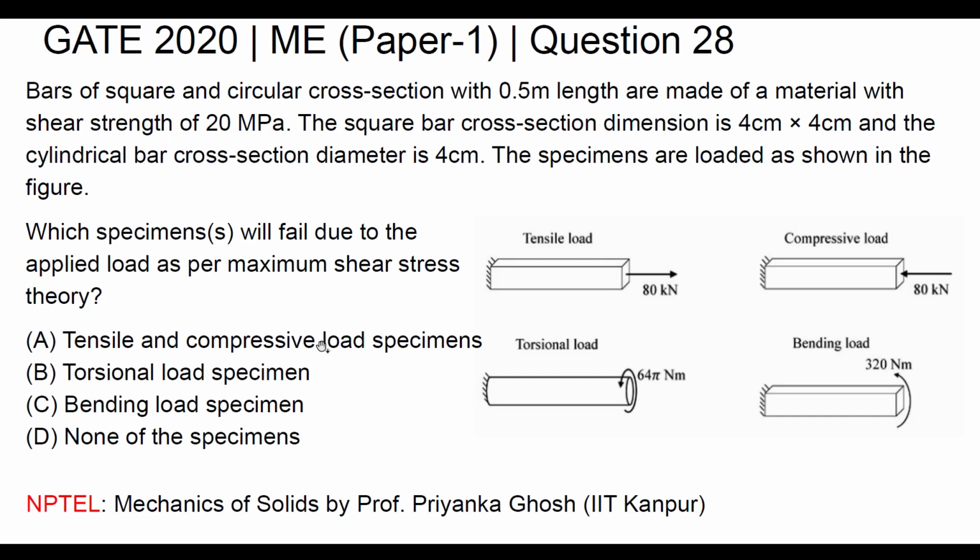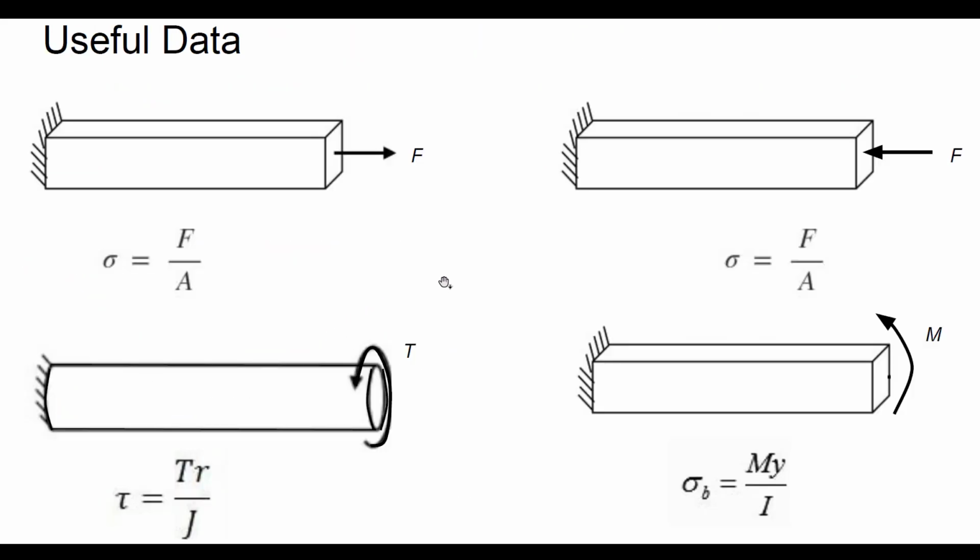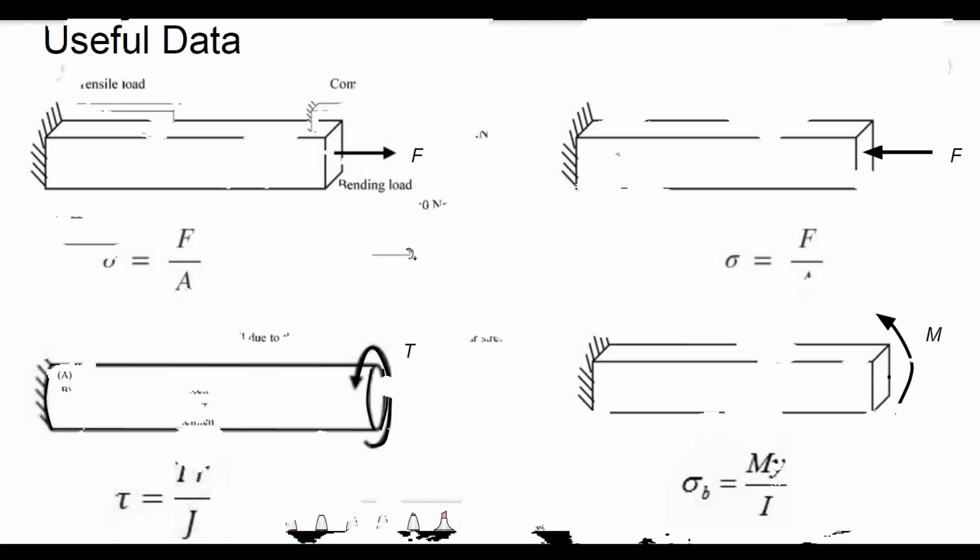So let's see, these are some of the useful data. When you have tension or compression, you are going to get the stress which is equal to F by A. Here their signs are different, because one is tension, one is compression. Similarly, if you have a rod, you are going to get shear stress TR by J, and the bending stress of the bar will be My by I. So these are all sigmas. How we will get tau is basically sigma by 2. That's it. Okay, so let's look into the problem.